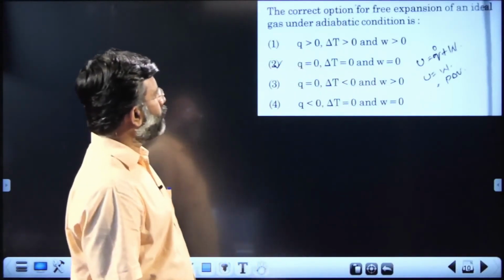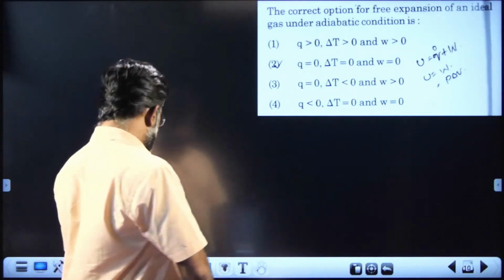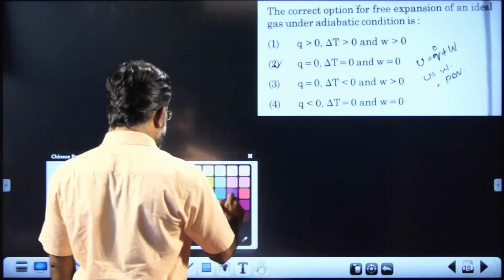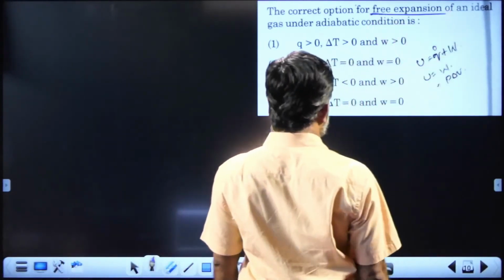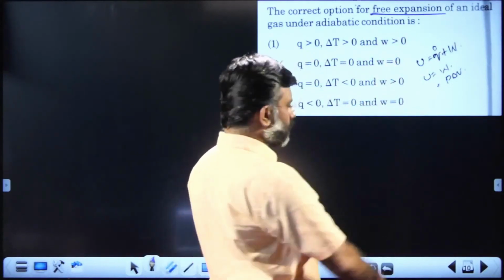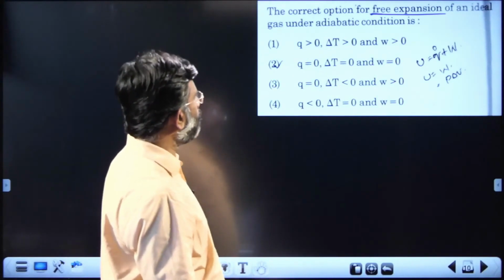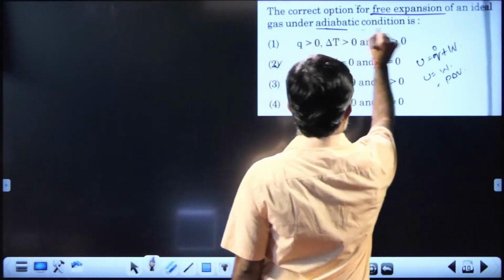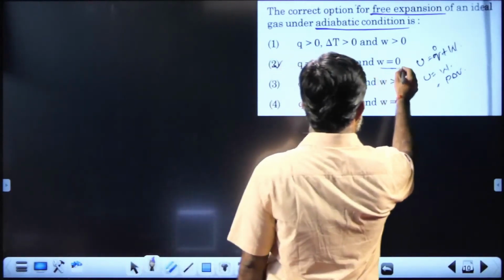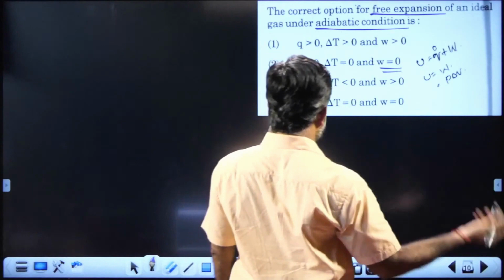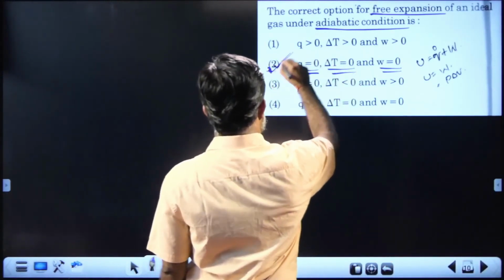The correct option for free expansion of an ideal gas under adiabatic condition. Free expansion of ideal gas. Free expansion, definitely you know, work done is equal to 0. There are two choices with work done is equal to 0. And adiabatic. Adiabatic means Q is equal to 0. So work done is equal to 0 and Q is equal to 0. Delta U equal to 0. Delta T equal to 0. Second choice is the correct answer.